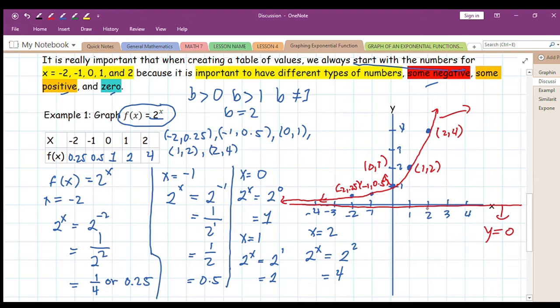Also, the graph of f of x or the graph of exponential function have horizontal asymptote. Depende po kung ano yung given. Basta po yung graph ng exponential function has a horizontal asymptote. So in this function f of x is equals to 2 raised to x, our horizontal asymptote here is y is equals to 0. It will just approach to this asymptote, but it will never touch this asymptote y is equals to 0. And that will be the graph of f of x is equals to 2 raised to x.